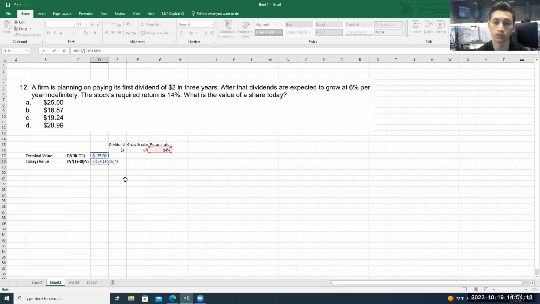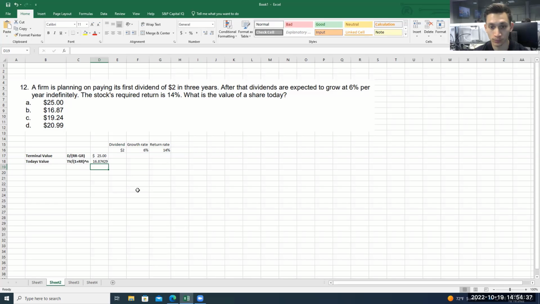So I think when I did this problem, I did it raised to the second, raised to the third. Fortunately, both answers are in the answer key, so you just find the one that works. So try 2 and see if it's in the answer key. 19.24. That's right. Try it with a 3 and see what you get. That one, they're both in there.